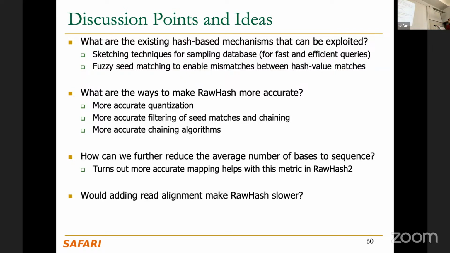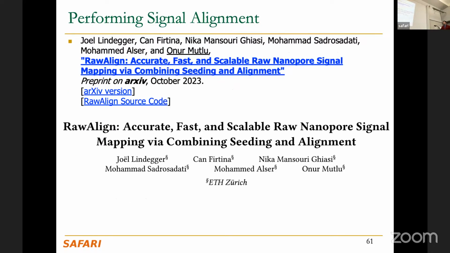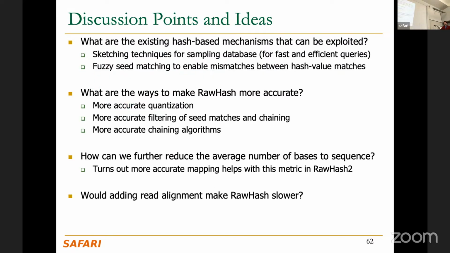And the next question is, can we add read alignment to RawHash, and would adding the read alignment make RawHash slower because it's an additional step, an additional computational approach? It turns out this is also explored in a paper, RawAlign. Since we can also make the mapping decision more accurately, you can optimize other parameters so that you can still be accurate and still faster, relying on the alignment information that RawAlign generates.